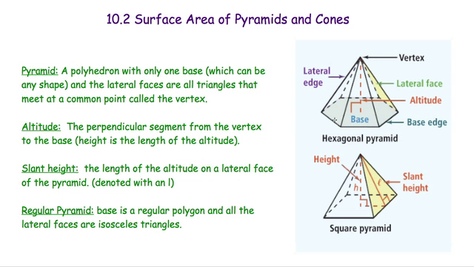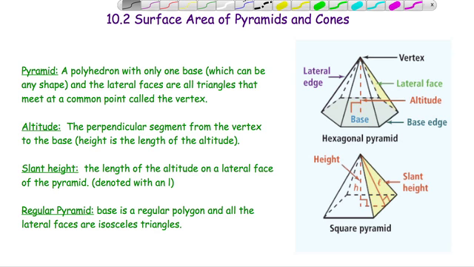We're going to work with mainly pyramids that have a regular shape on the bottom, so regular hexagons, regular quadrilaterals, also known as squares. The altitude is the perpendicular segment from the vertex to the base, so this time it's got to be from that vertex to the base, all right? And the slant height, this is the new one. Slant height is the length of the altitude of a lateral face, all right?